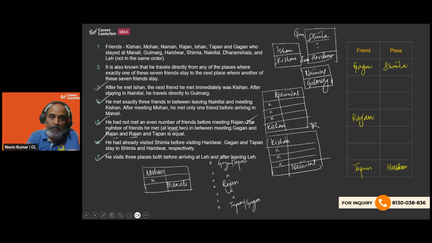He visits 3 places both before arriving at Leh and after arriving at Leh. So we have got Leh, 3 places before, 3 places after. So that's 7. That means Leh is at the center. So Leh comes along with Rajan. So Rajan stays in Leh. So we're done with the 7th statement as well. Now, we are done with this portion. We are done with this portion. So use a different color ink. We are done with this. We are done with, no, we are not done with Nainital.